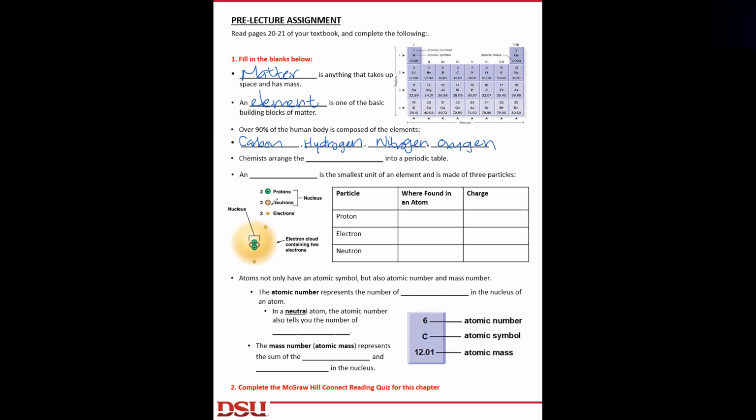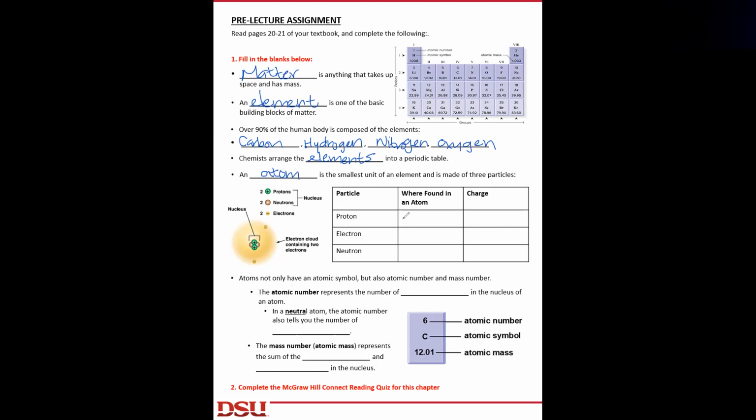Chemists are going to arrange these elements again into the periodic table. And once more, the periodic table does show relationships on a variety of levels between the different elements. But we're not going to go into it for the class. All right, when we're talking about elements, we are going to talk about atoms. An atom is the smallest unit of an element that still has all of the properties, all the characteristics of that element. And it's made up of 3 particles.